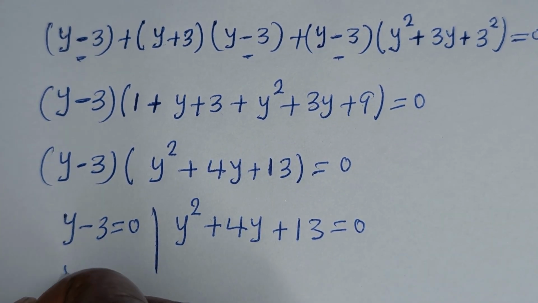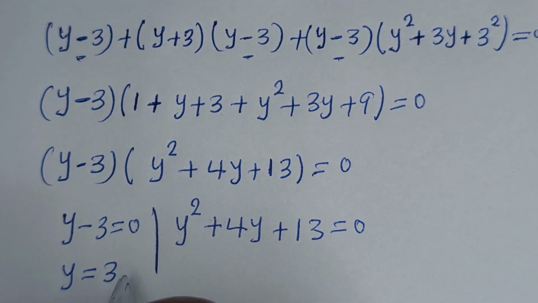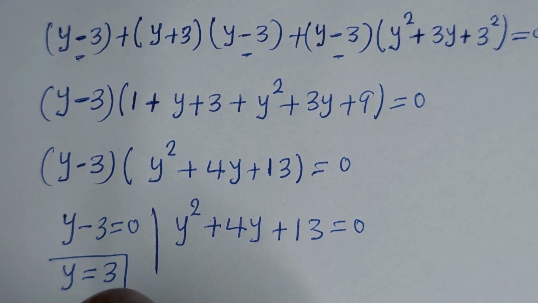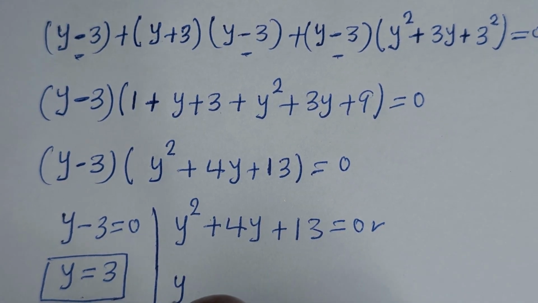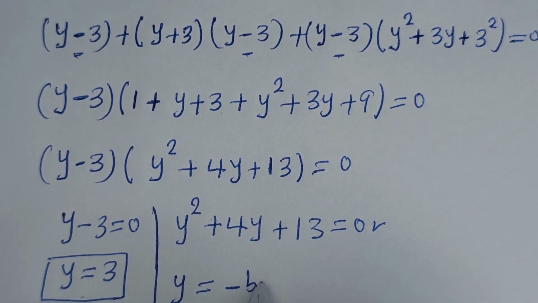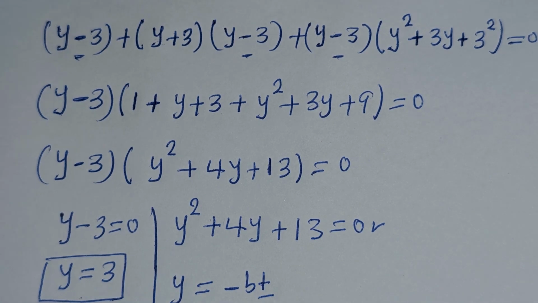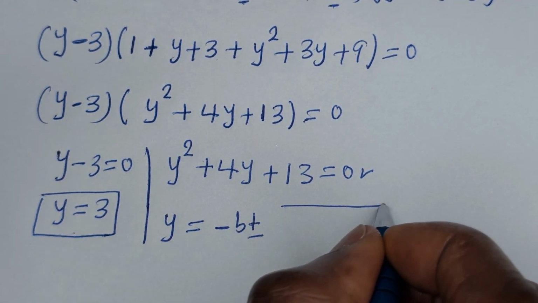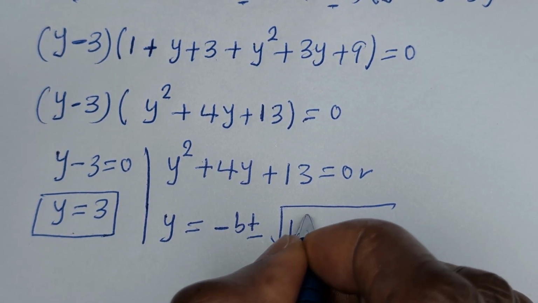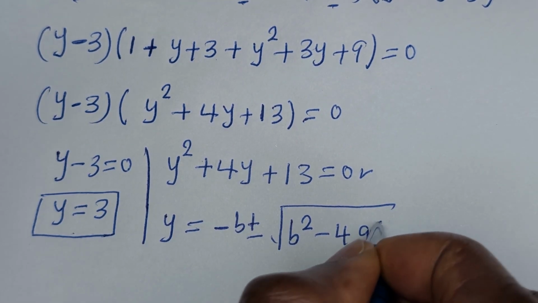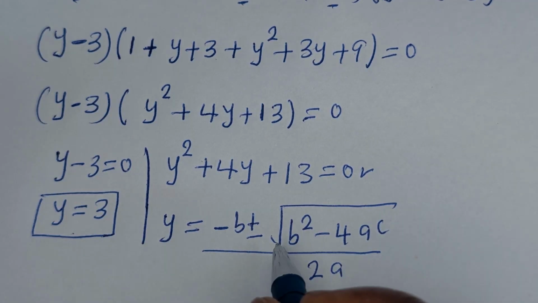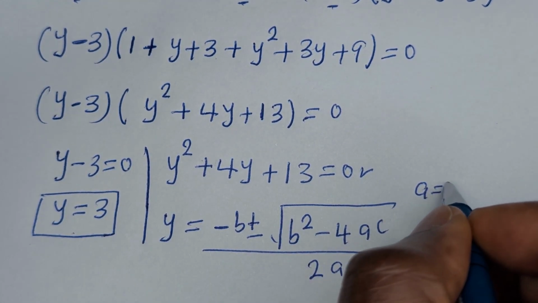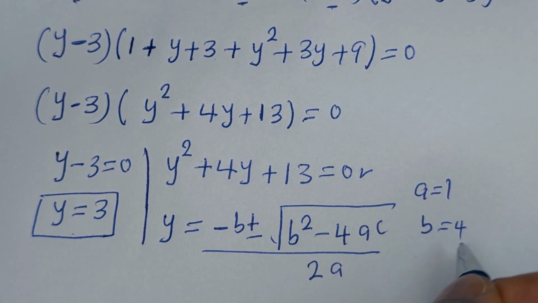Now from here, y = 3. This is the first value of y, and from here, this is a quadratic equation. If you use the quadratic general formula, y = (-b ± √(b² - 4ac)) / 2a. Here, a = 1, b = 4, c = 13.